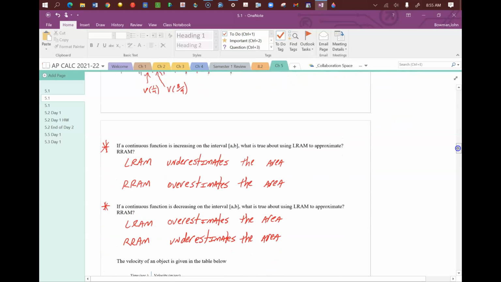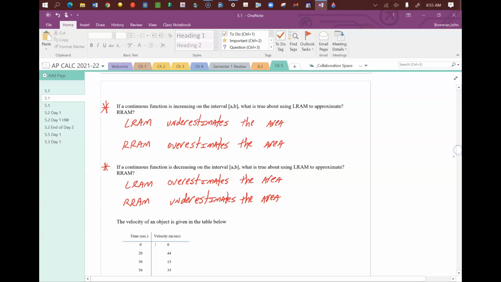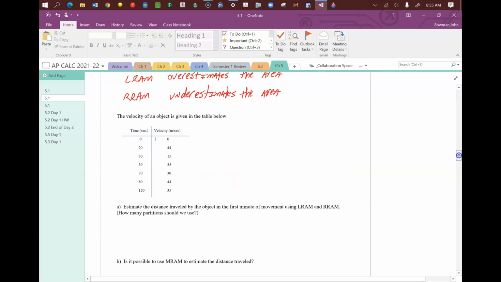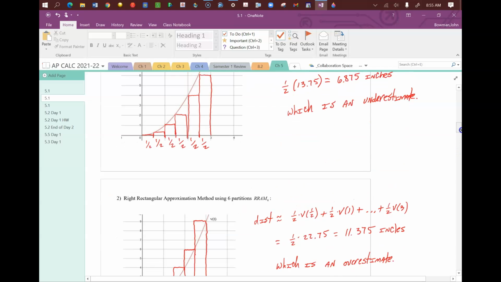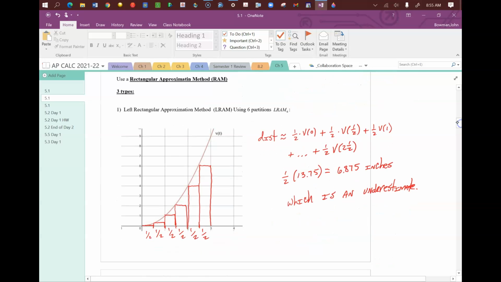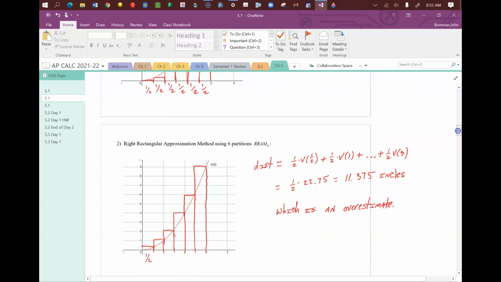So it turns out that if we have a continuous function increasing on a closed interval, LRAM is going to underestimate the area and RRAM is going to overestimate the area. If, on the other hand, the function is decreasing on the interval, then LRAM is going to overestimate the area and RRAM is going to underestimate the area. My advice would be, don't memorize these. Draw yourself a quick picture and then sketch some rectangles using either LRAM or RRAM to answer those sorts of questions.